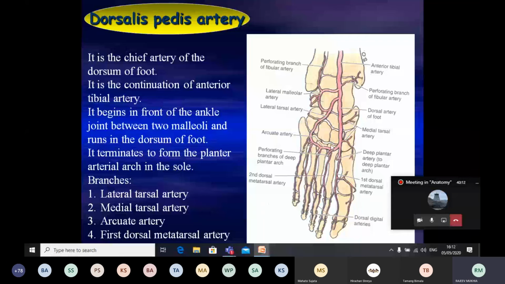So you have to remember, the dorsalis pedis artery is the artery of the dorsum of the foot. It is the continuation of the anterior tibial artery. It will give the following branches: medial and lateral tarsal artery, first dorsal metatarsal artery, and arcuate artery. Second, third, and fourth dorsal metatarsal arteries are the branches of the arcuate artery.